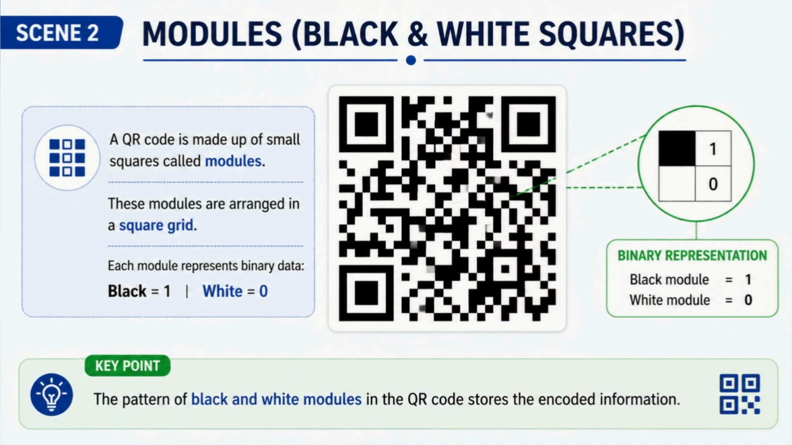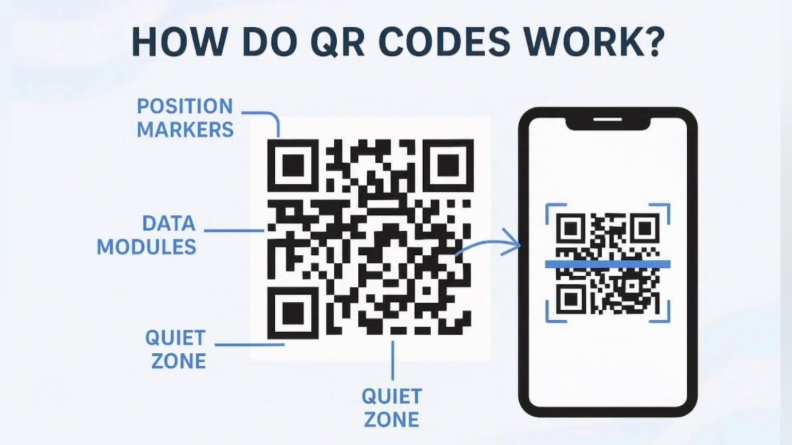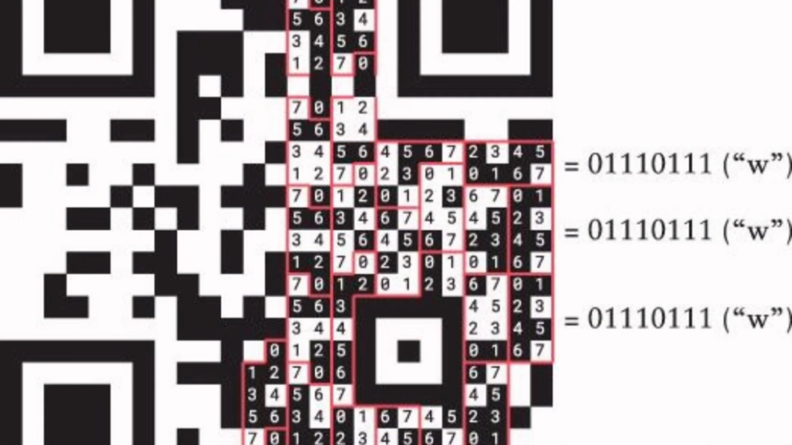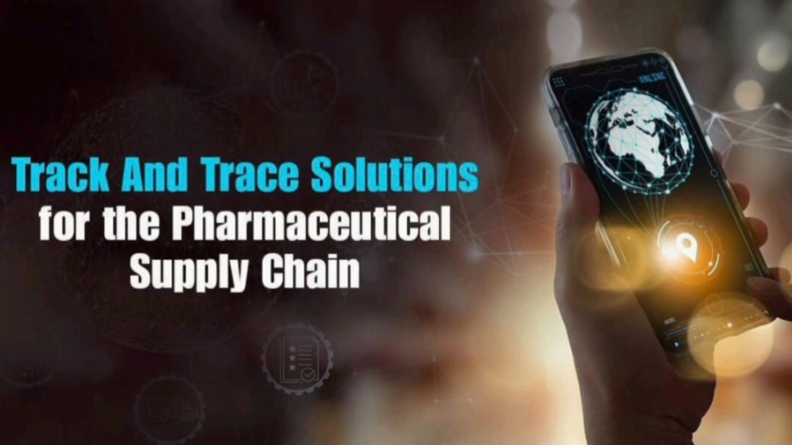What is a QR code? A QR code is a machine readable optical label that contains encoded information. It is made up of small squares called modules arranged in a square grid. Each module represents binary data, which means either 0 or 1. A black square represents 1 and a white square represents 0. These binary combinations store meaningful information such as text, numbers, or links.